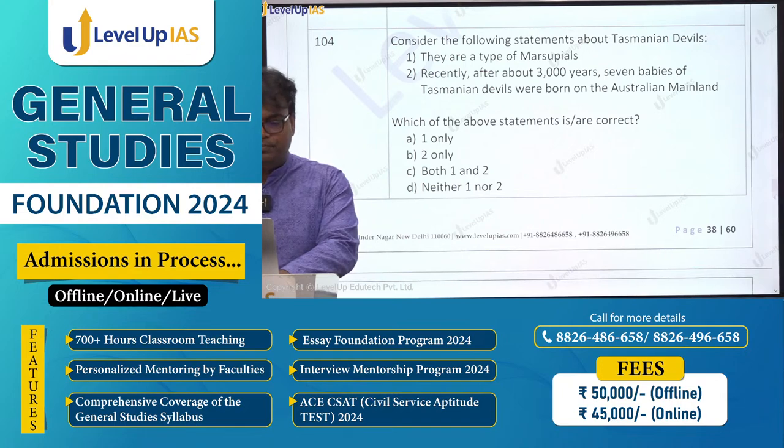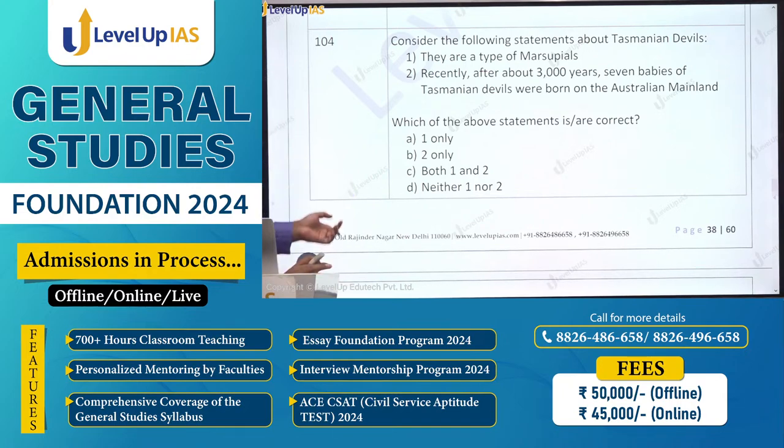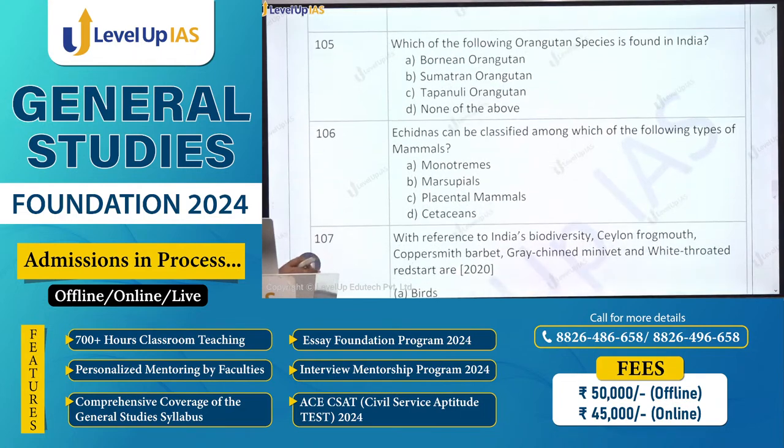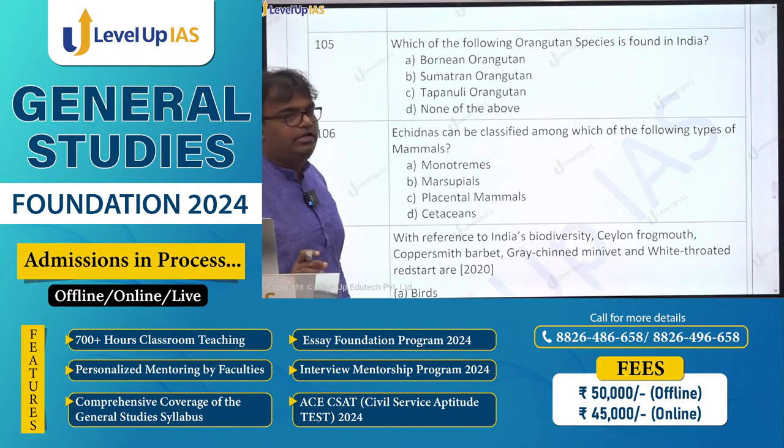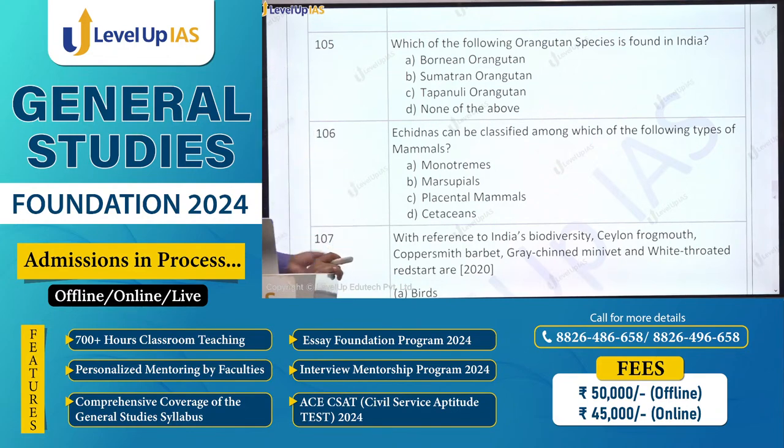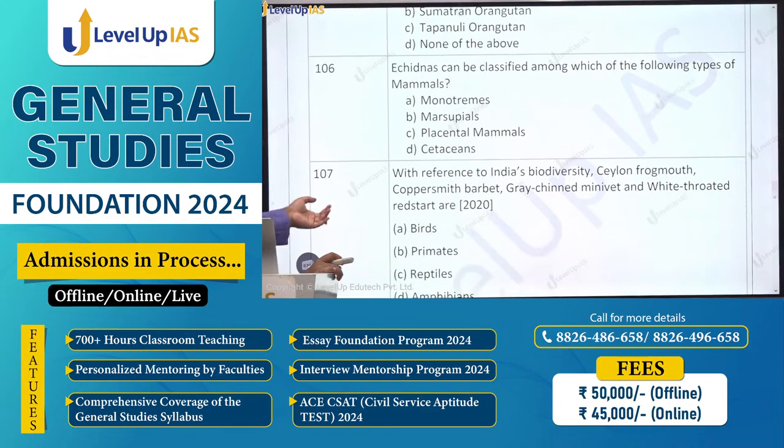Fine. Let's come to 105. Which of the following orangutan species is found in India? None. India does not have any orangutan species. Okay, 105 is done. 106.